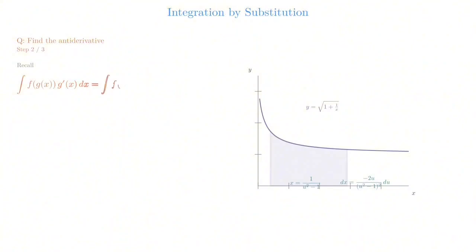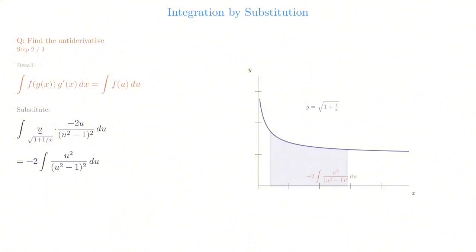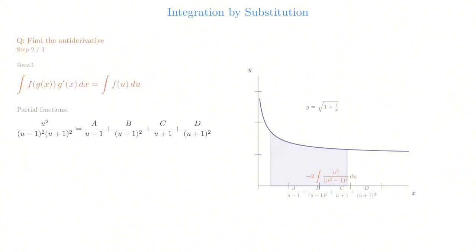Step 2. We substitute u, x, and dx into the integral and simplify. The integral becomes u times negative 2u over (u squared minus 1) squared du, which simplifies to negative 2 times the integral of u squared over (u squared minus 1) squared. The denominator factors as (u minus 1) times (u plus 1), all squared. We decompose into partial fractions with constants a, b, c, and d. Let's solve for the coefficients and integrate each term.